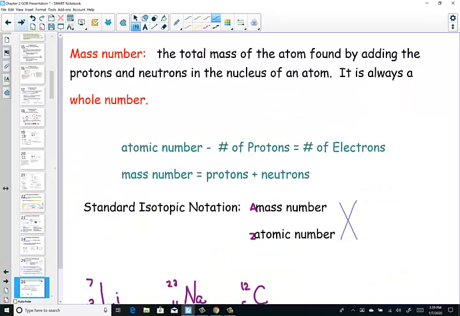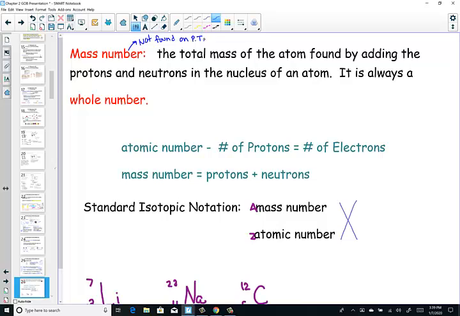The second number that we'll talk about here is called a mass number. The mass number is not found on the periodic table, and I'll explain in a moment when I compare it to a next term called atomic mass. This is a definition for mass number that refers to a very specific isotope of an atom. The mass number is defined as the total mass of an atom found by adding protons and neutrons in the nucleus. It's always a whole number.